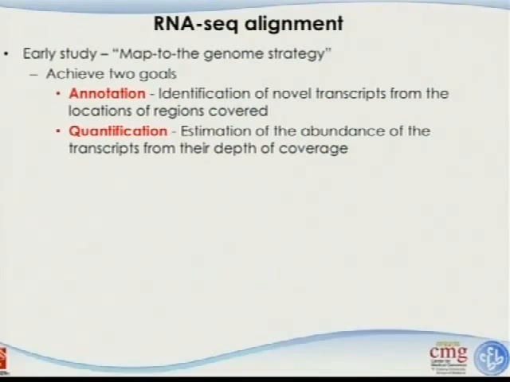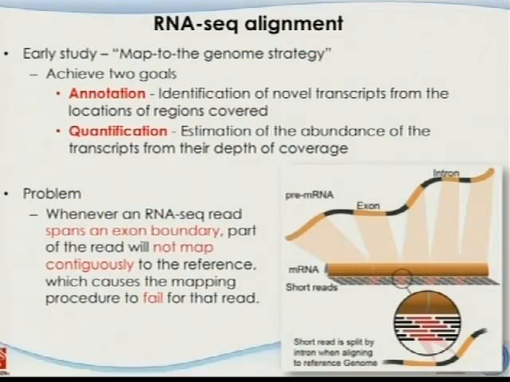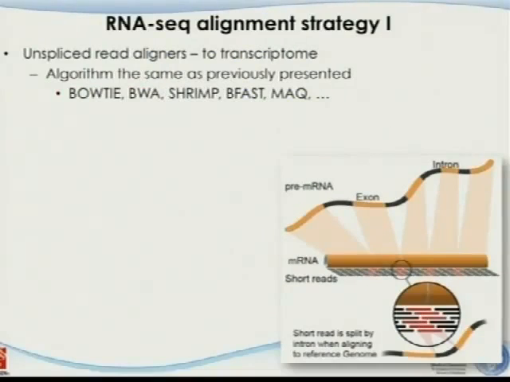And for the earlier studies, identifying reads across junctions is not possible anyway, because those reads are too short, right? It's only 25 base pairs. There's no way you can have reliable alignment across junctions. But the problem here is that whenever an RNA read spans the exon boundary, part of the read will not map continuously, and that read completely fails.